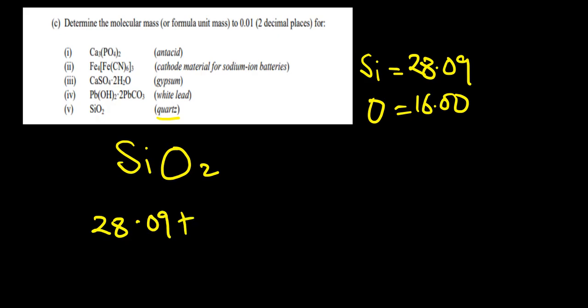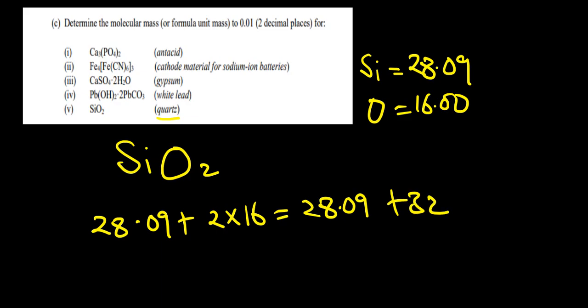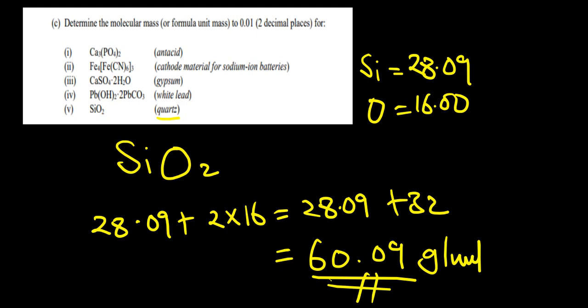Okay, so we're just going to say 28.09 plus 2 multiplied by 16. Okay, so this would be 28.09 plus 32. Okay, so what do we get when we punch that value into our calculators? Okay, so 32 plus 28.09, I'm going to get 60.09 grams per mole. Okay, so this here will be our what? Our molar mass for this compound here, which is known as silicon dioxide.